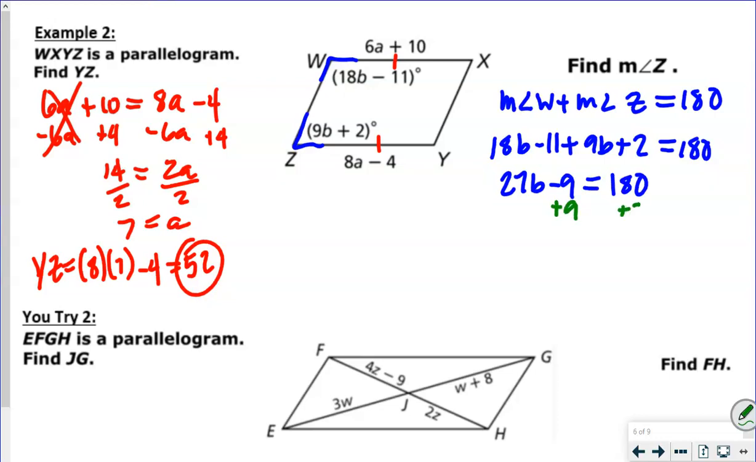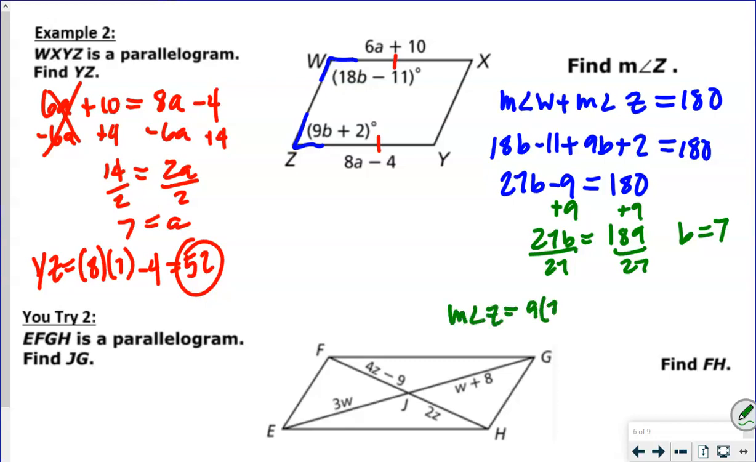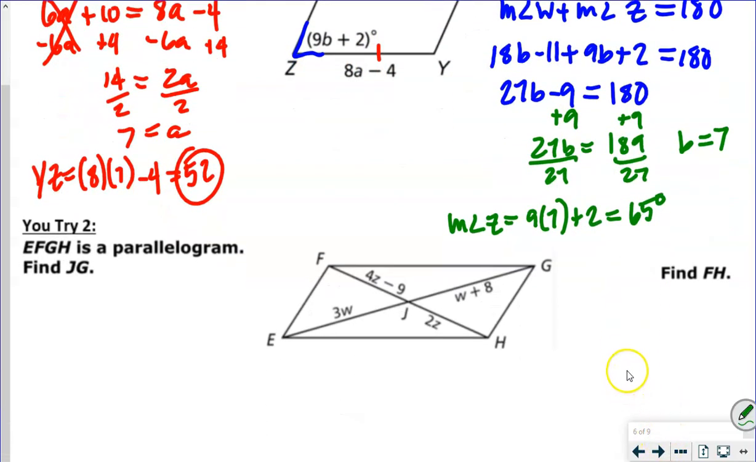So now we're going to add 9 to both sides. So that's 27B is equal to 189. Divide both sides by 27. So B is equal to, what did I get here? 7. Okay? So now we got to plug that 7 back into the angle for Z. So the measure of angle Z is equal to 9 times 7, that's 63, plus 2, so that's equal to 65 degrees. And if we wanted to find this one, we could just subtract 65 from 180 and get 115, right? All right, let's see if you guys can do this.